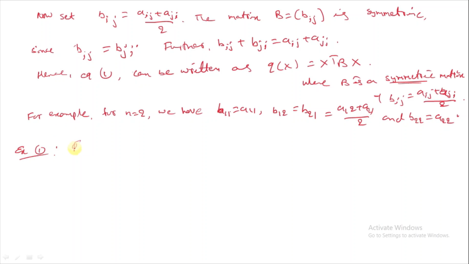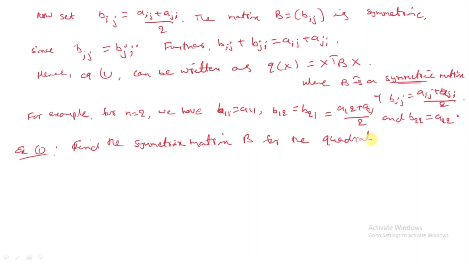So, for example, you can take the symmetric matrix B for the quadratic form Q of x equal to x1 squared plus 3 x1 x2 plus x2 squared. This is the one. You can compare or write the solution directly.